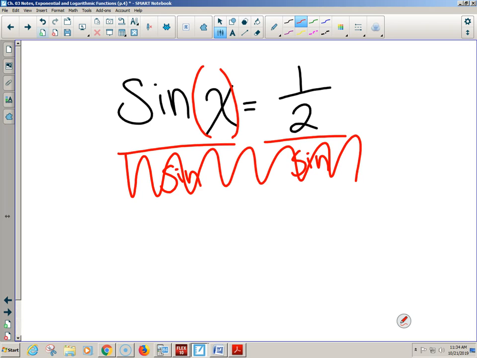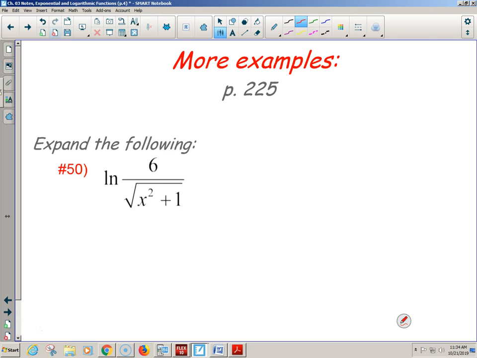S-I-N is its shortcut. Cosine is the full name, C-O-S is the shortcut. Tangent is the full name, tan is the shortcut. Logarithm is the full name, log is the shortcut. If you try to divide by sin, you're going to have some issues. But if you think of it as sine, well, we'll have to learn how to do an inverse of this. Don't worry, it's not today, it's not even this chapter. But we do have another example.